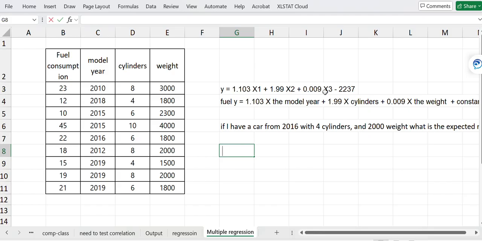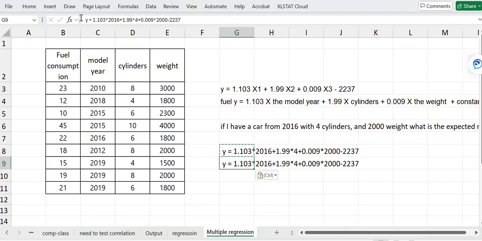Very simple, right? So we write y is equal to 1.103 times, which year it is? 2016, plus 1.99 times, how many cylinders? 4, plus 0.009 multiplied by 2000 weight minus, remember it is minus, 2237. Okay, so this is our equation. Control C, control V. I will just go to the front and remove the y. It will give me the answer.